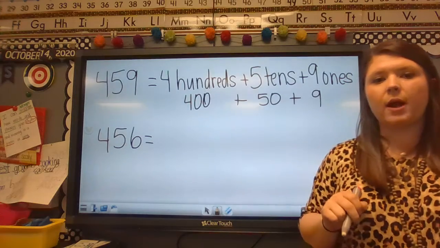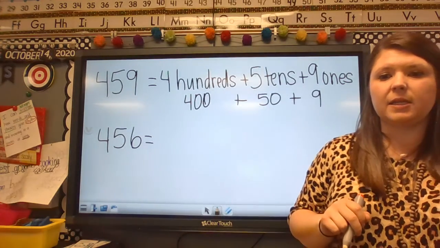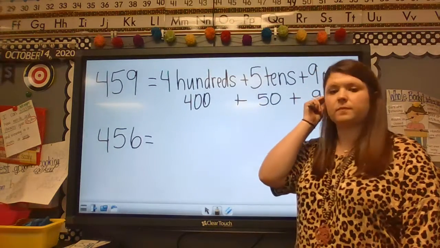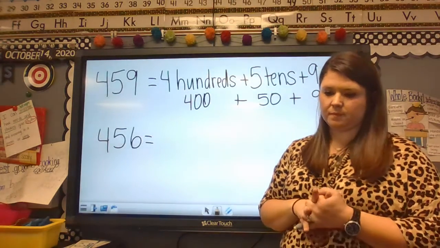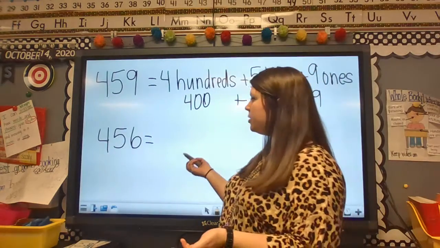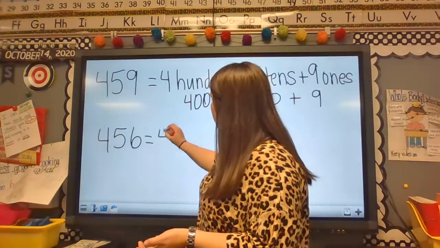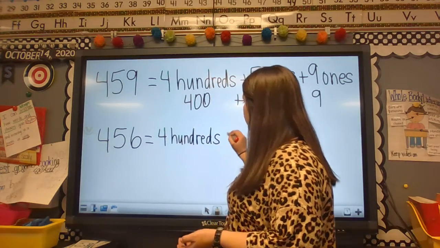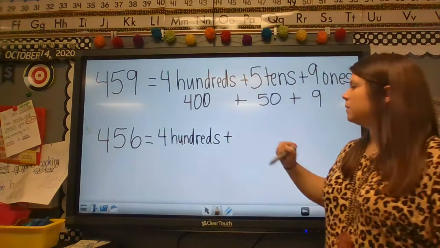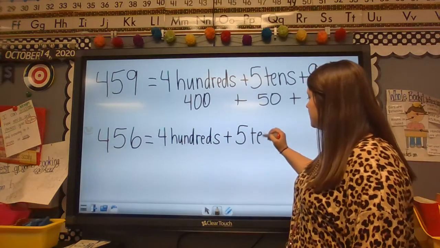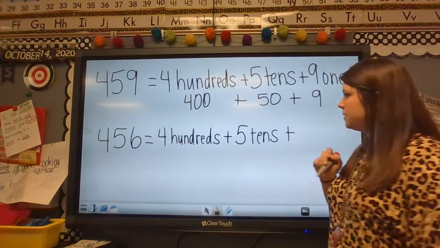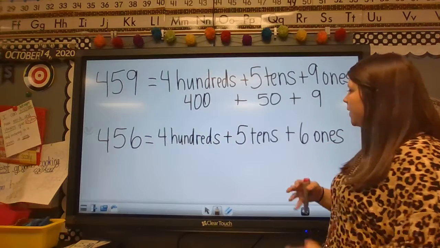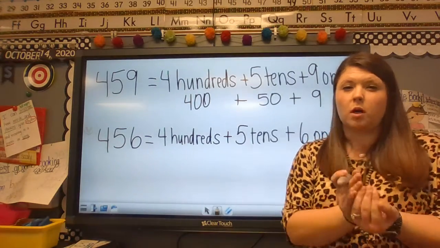All right, go ahead and write 456 in expanded form. All right, let's check. How many hundreds are there? 4 hundreds. How many tens are there? 5 tens. And how many ones? 6 ones. All right, now let's talk about how much that's worth.